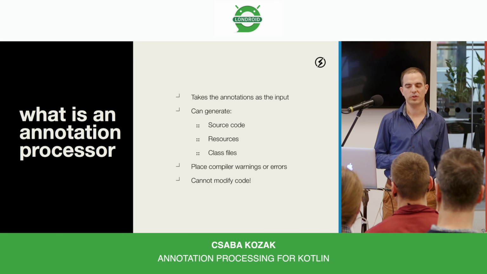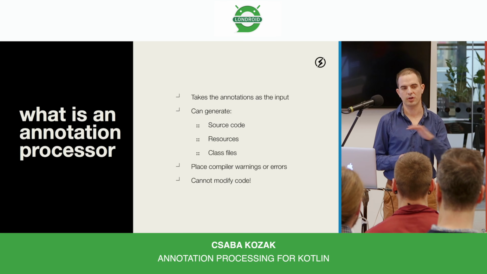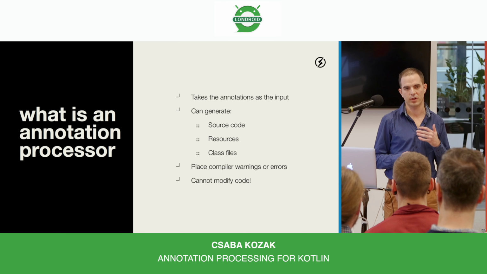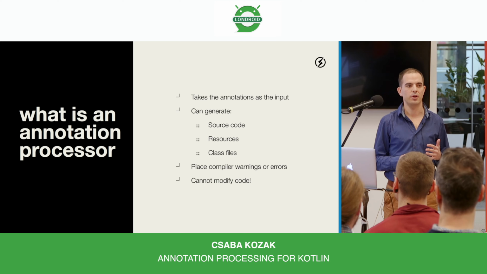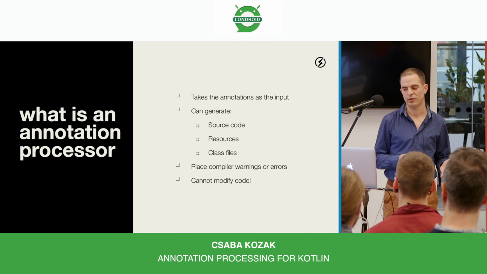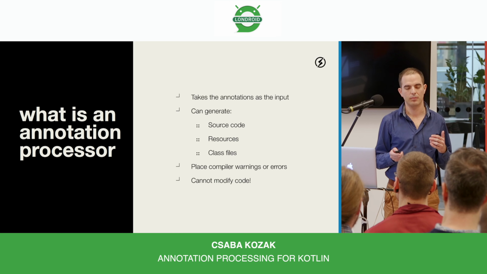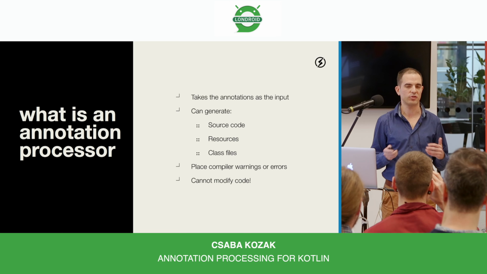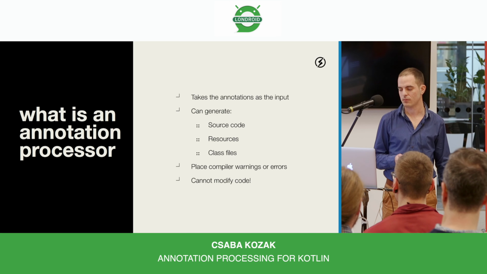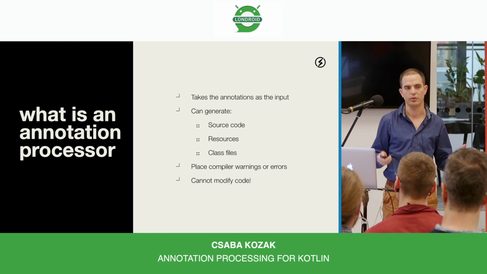And what is an annotation processor? Basically, the annotation processor looks for these annotations throughout your code and takes those annotations as its input. Then it can generate several things, either source code or resources, or even bytecode or class files. However, it can not just generate code, but also place compiler warnings or error messages, just like the normal compiler is doing. However, there is one big restriction. It cannot modify existing code. It can only generate new code, so basically new classes or functions.